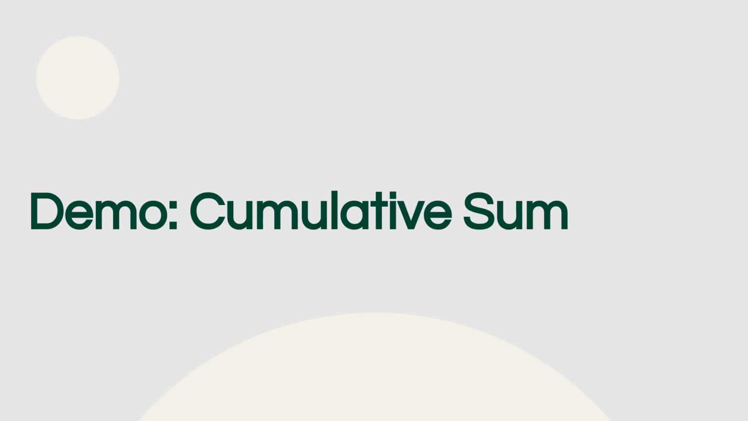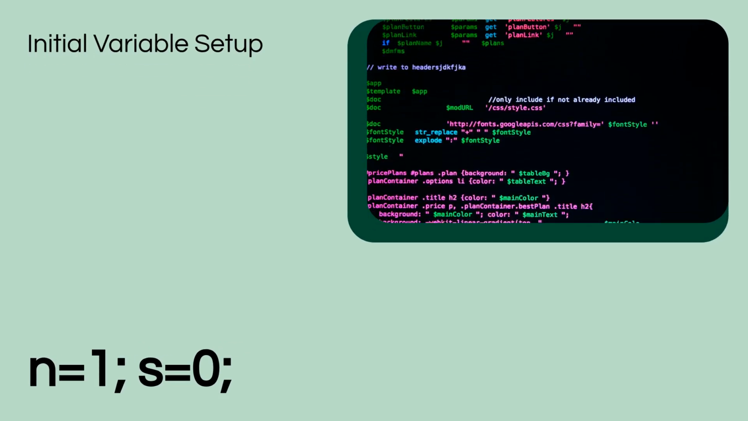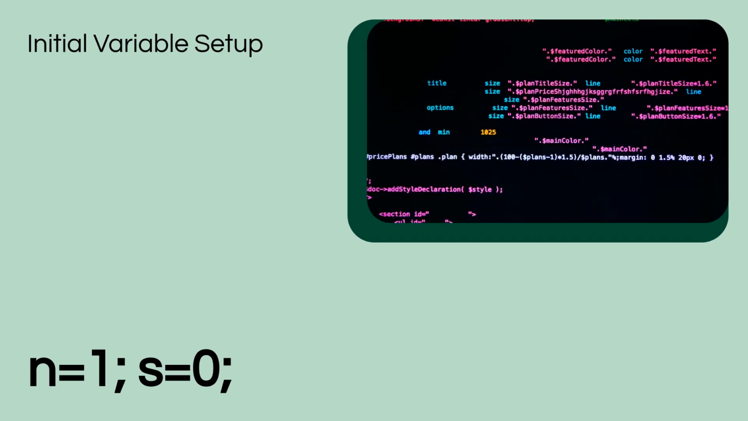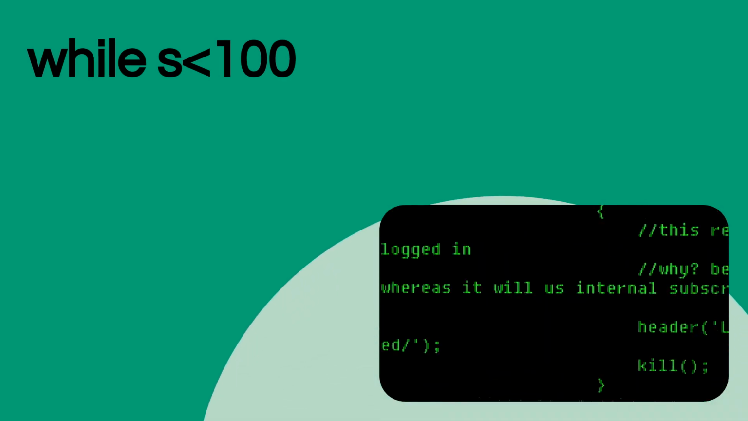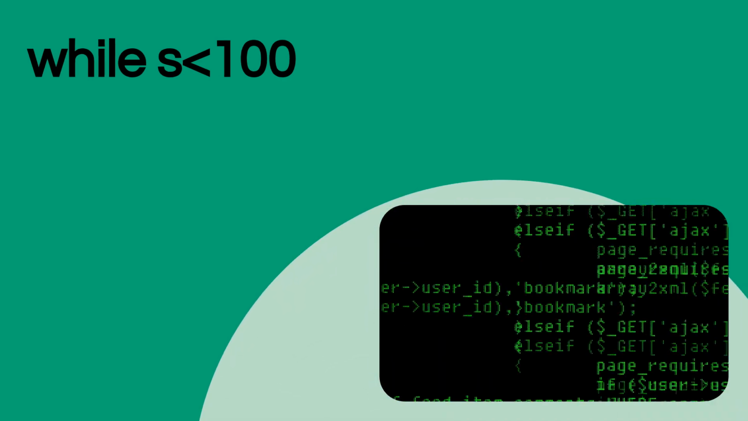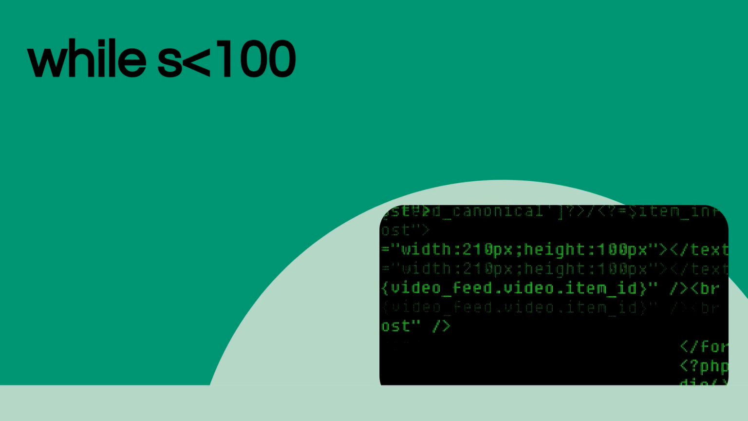We want to sum consecutive integers until the total reaches 100. First, we initialize our variables. N is the number we're adding, starting at 1, and S is our cumulative sum, starting at 0. Our while condition is while S is less than 100. The loop will keep running as long as the cumulative sum hasn't reached 100 yet.